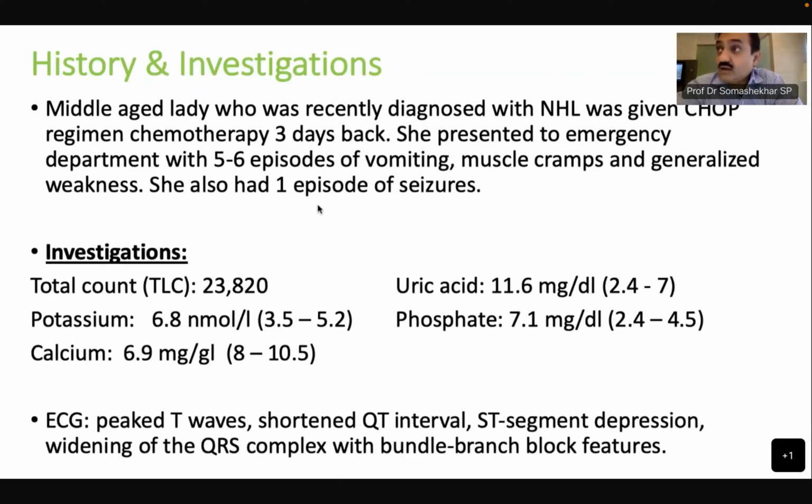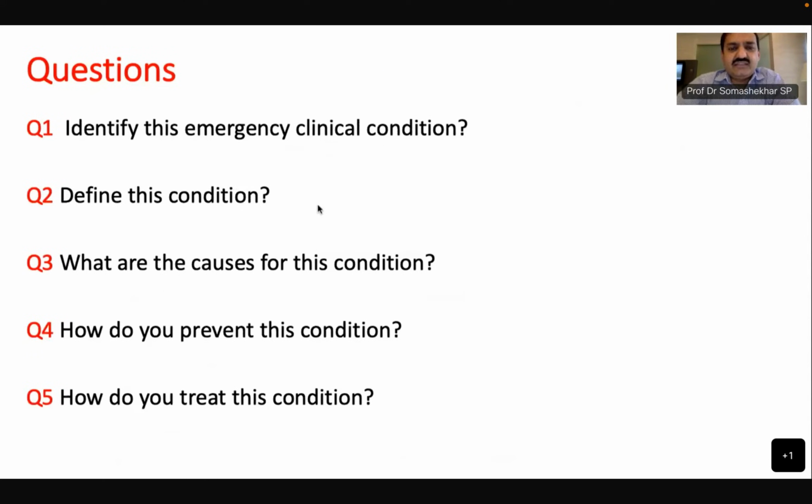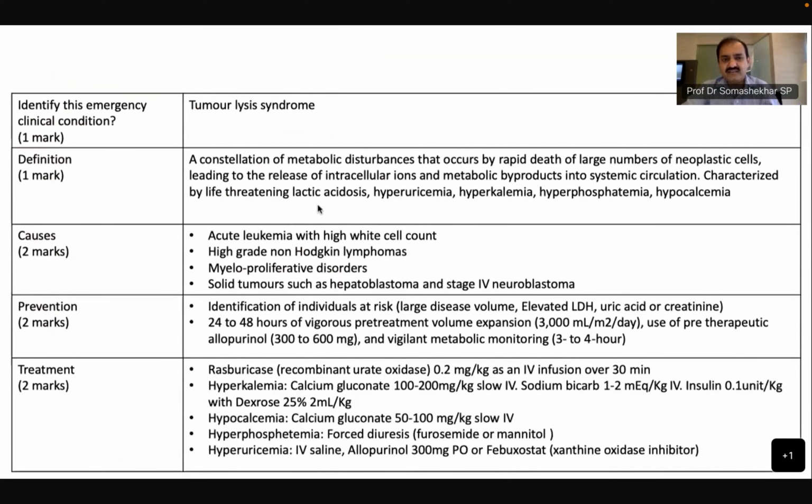Potassium high, hyperkalemia. Calcium low, 6.3. Uric acid high, phosphate high. ECG: TTT, it is called tall tented T wave, peaked T wave, short QT interval, wide QRS, bundle branch block. Identify this emergency condition, define this condition, what are the causes for this condition, how do you prevent this, how do you treat. It is called tumor lysis syndrome.